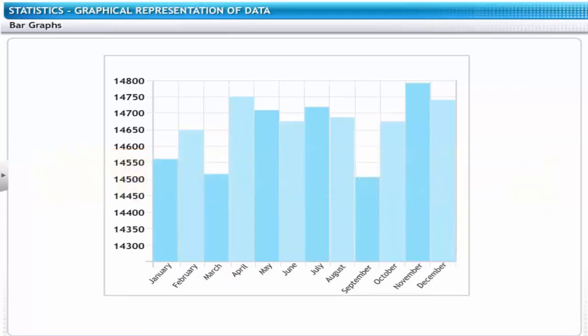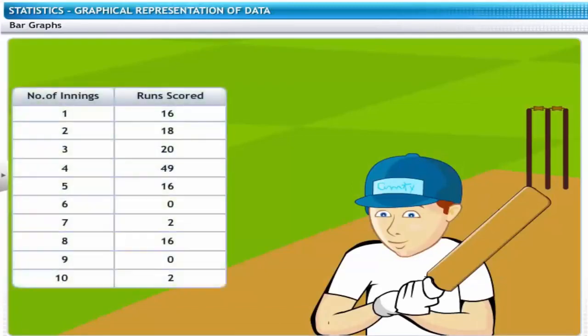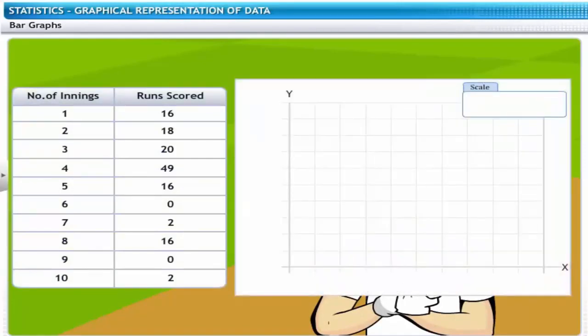Let's see how a bar graph is drawn. Remember Mr. Pinch Hitter, our star batsman. He's going through a bad form. Here are the scores he made in his last 10 innings. Let's draw a bar graph to represent this data.